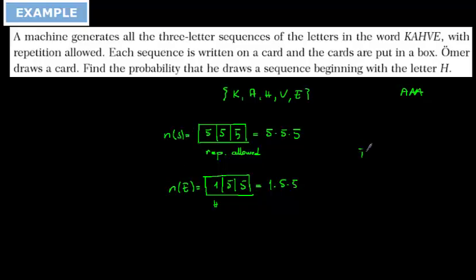The probability of the event is equal to the number of elements in the event over the number of elements in the sample space, which is equal to 1 times 5 times 5 over 5 times 5 times 5. I'm consciously not multiplying them because I'm going to simplify now. 5 times 5 we simplify, and the answer is going to be equal to 1 over 5.